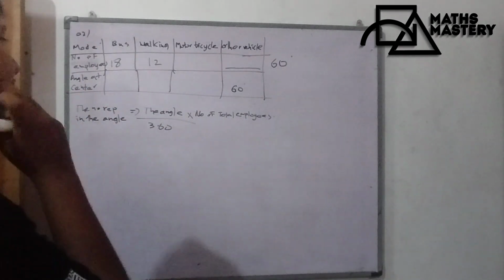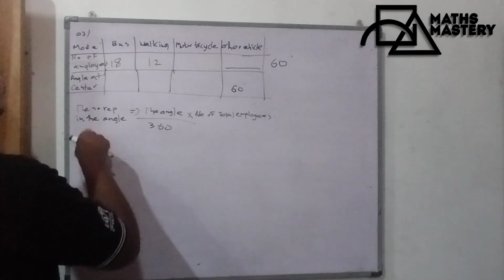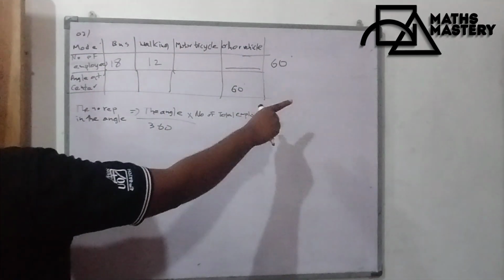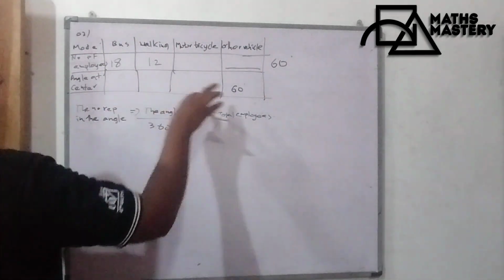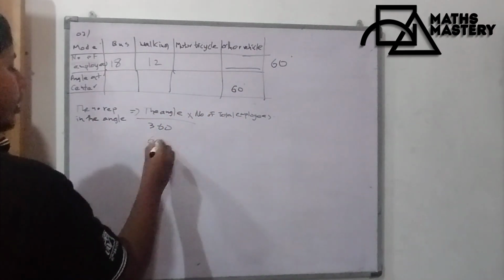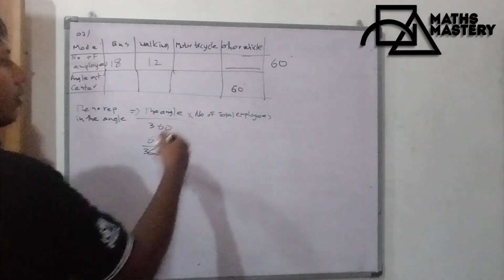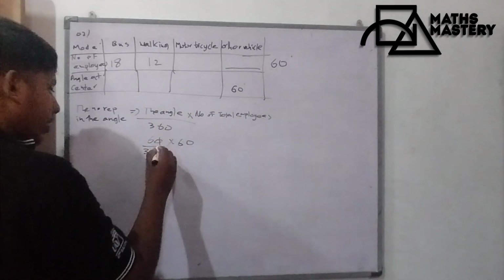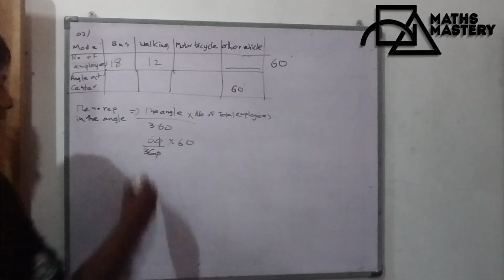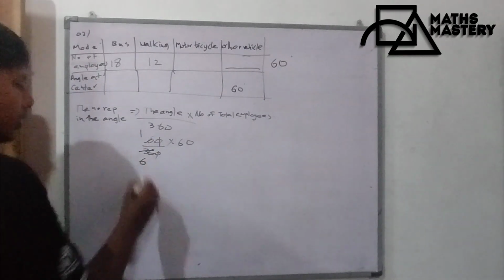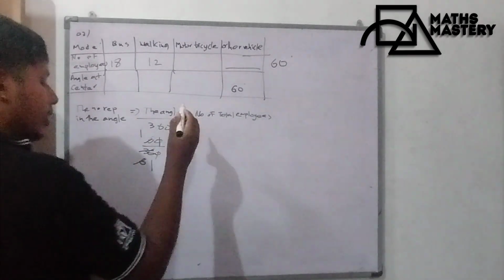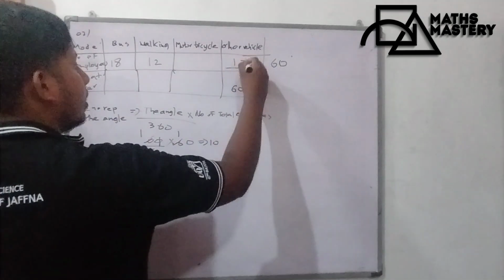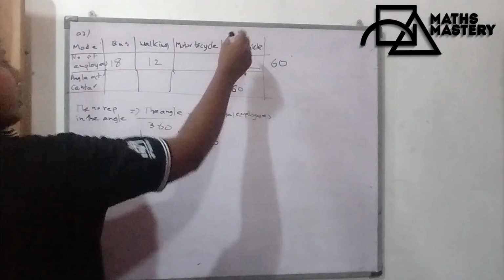The number represented in the angle is 60 degrees divided by 360 times the number of total employees, which is 60. They have clearly given it in the question. Now you can see 0 0 cancels. 6 times 1 is 6, 6 times 6 is 36, 6 times 1 is 6. So the answer is 10 employees who had traveled in the other vehicle.